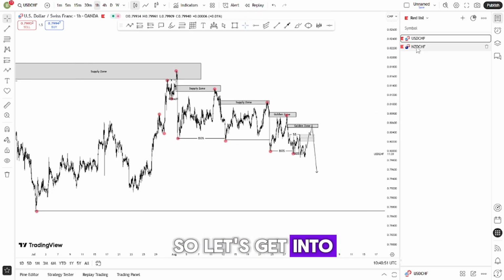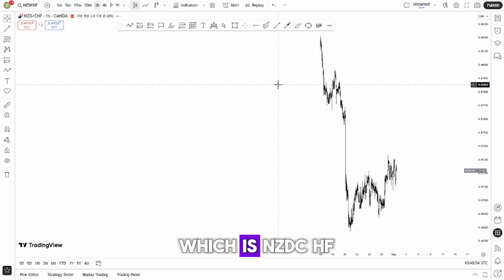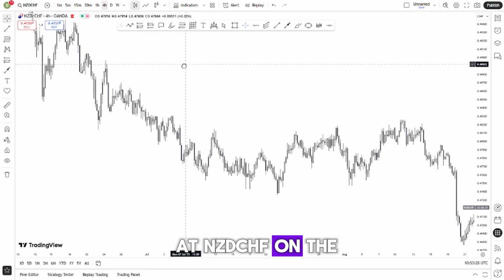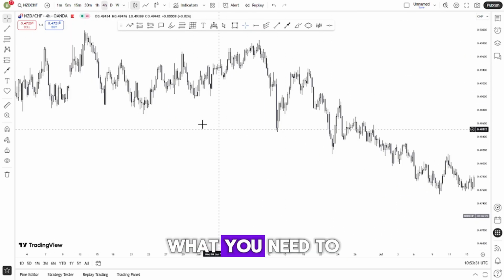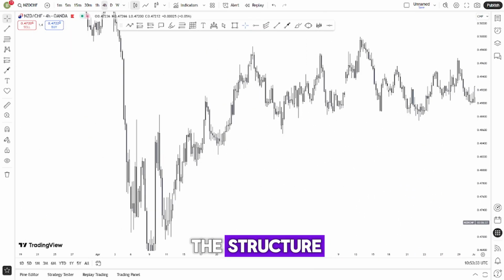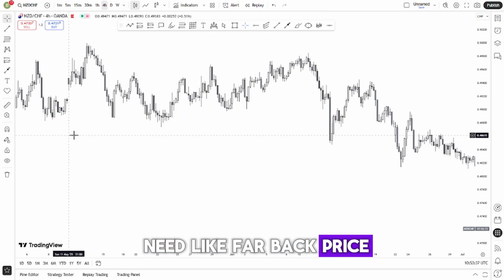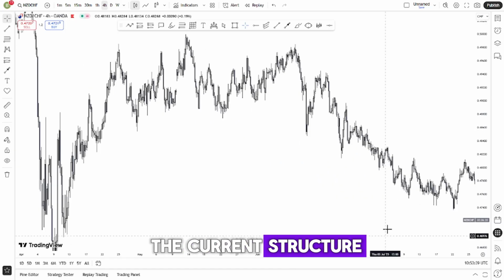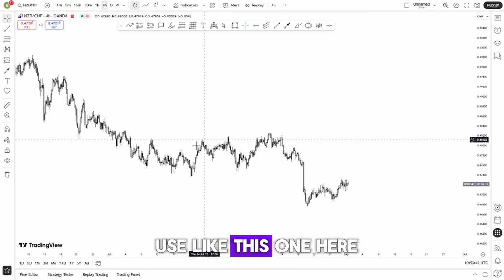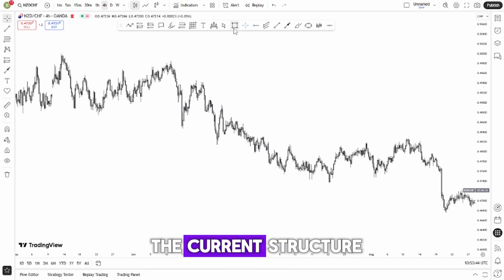So let's get into the other one, which is NZDCHF, guys. So guys, we're looking at NZDCHF on the 4-hour, and firstly what you need to do is look at the structure. So we can start off from this area here, just because we don't need far back price, we just need the current structure. So I'm just going to use this one here, just because this is the current structure.